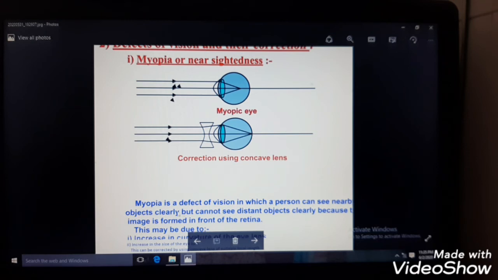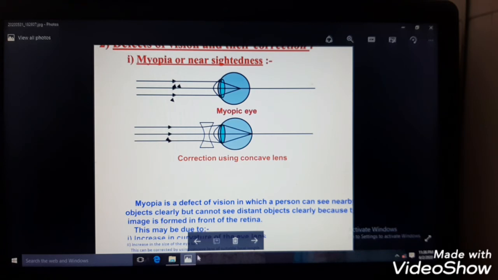So why does this happen? Because of an increase in the curvature of the eye lens. Maybe the eye lens has thickened itself and it reduces the focal length, and there may be an increase in the size of the eyeball, or the eyeball has become bigger. If the eyeball has become bigger, then the image will form before the retina. The image will form before the retina only and it will not form on the retina. Now the concept is clear. I am repeating it again. Myopia means nearsightedness. That means the person is able to see nearby objects clearly, but he cannot see the objects kept at some distance.